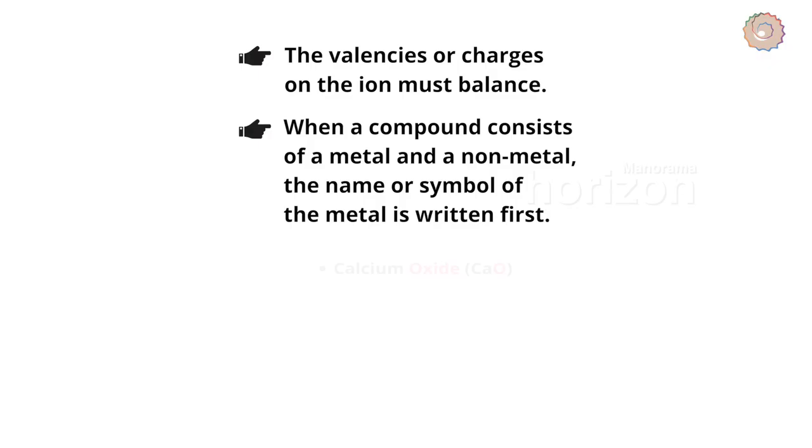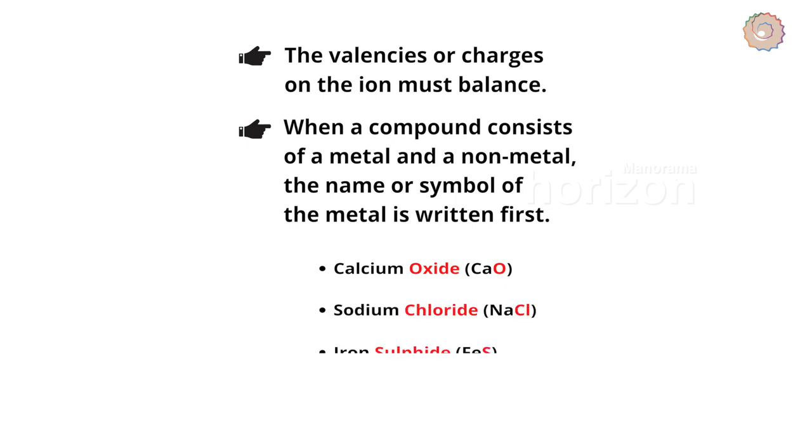For example, calcium oxide, which is written as CaO, sodium chloride, NaCl, iron sulfide, FeS, copper oxide, CuO, etc., where oxygen, chlorine, sulfur are non-metals and are written on the right, whereas calcium, sodium, iron and copper are metals and are written on the left.